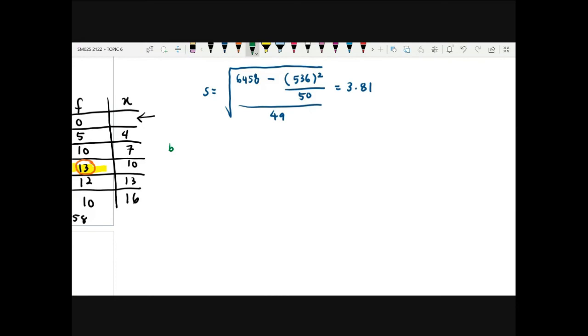Moving on, part B. We have to find our Pearson's coefficient. So, kat sini kita dah ada mean and median. So, use that lah. Kita gunakan yang itu. So, if mean and median, kita kena times by 3. So, 3 times with mean 10.72 just now, minus with our median 10.81 divided by standard deviation. So, 3.81. Tolong kira. Okay, so you should get negative 0.07.